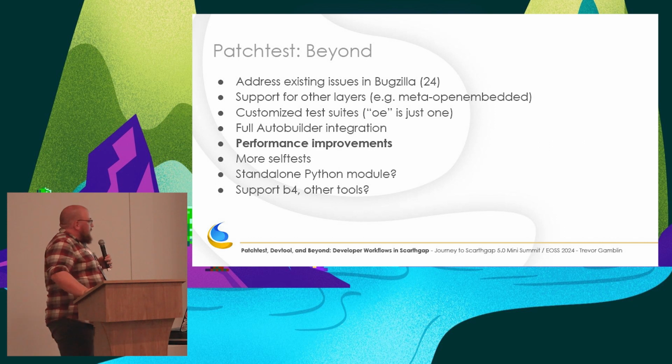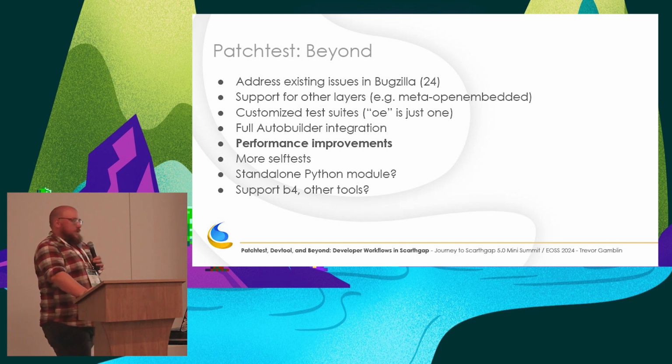So beyond Patchtest, one of the big things, and the first bullet kind of covers all the other ones, is to address all the existing issues. So supporting other layers, in particular Meta Open Embedded, might even come back to Meta Python and try that again. Customized test suites: right now there's just the one for OE core, but there's no reason why we couldn't be using more than one for other cases. Full auto builder integration would be great. Performance improvements is really the big one.